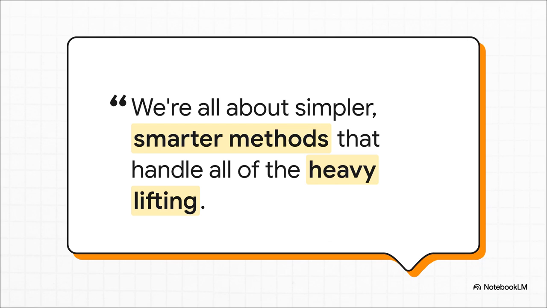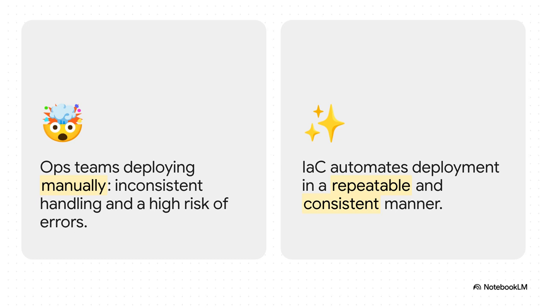You've probably seen what's happening with AI, right? It's completely changing how we create things. It's offering, as one creator put it, simpler, smarter methods that handle all of the heavy lifting. Well, a little while back, the world of software had its own kind of revolution, and it was all built around that same powerful idea, automation. And this really gets to the core of it.